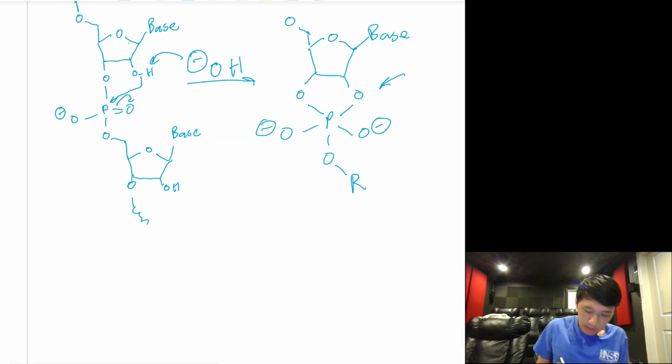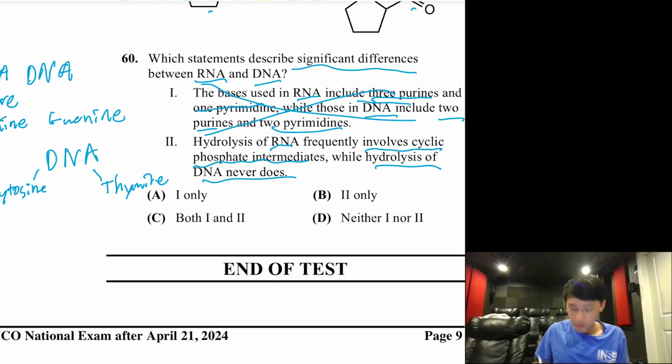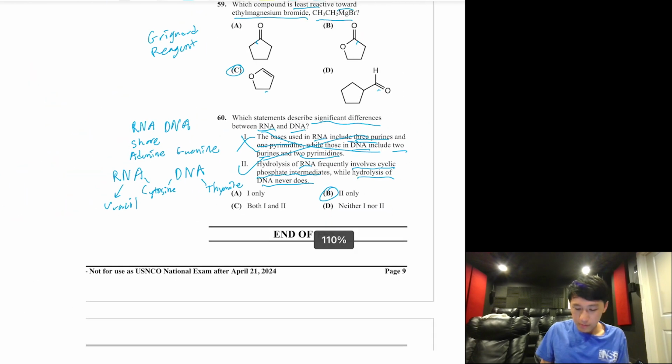DNA, on the other hand, actually lacks this 2' hydroxyl group, and therefore cannot undergo this intramolecular nucleophilic attack at the phosphorus, and does not form cyclic phosphate intermediates. Therefore, we can say that B, or 2, is actually correct. And 1 is wrong, therefore B is correct.